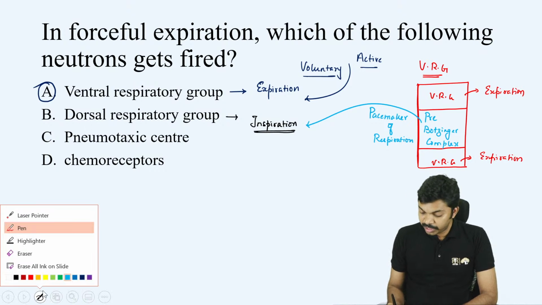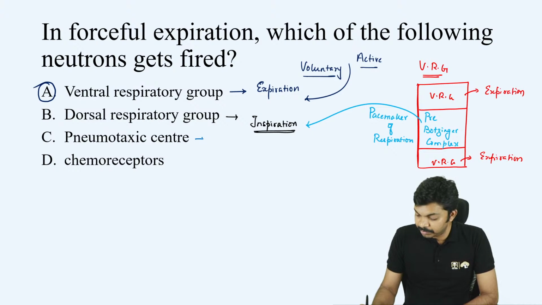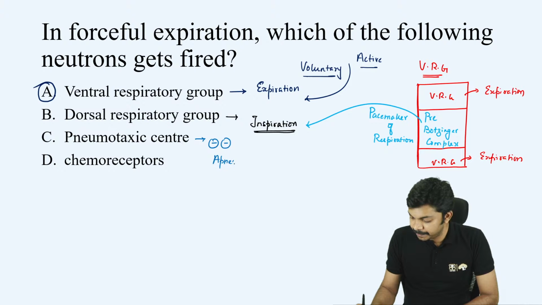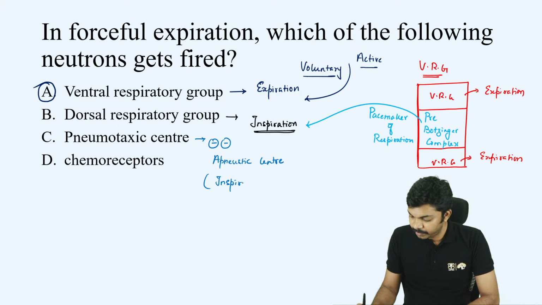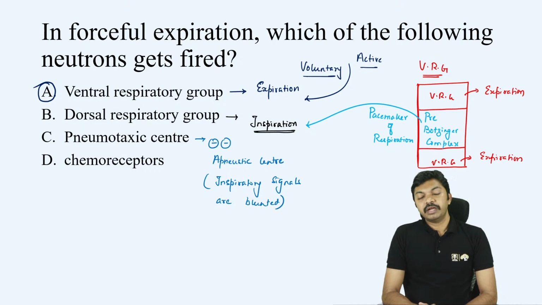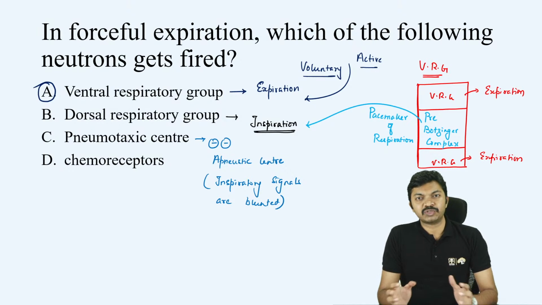Pneumotaxic center, you guys know this very well. Pneumotaxic center is involved in inhibiting apneustic centers. When apneustic center is getting inhibited, inspiratory signals are stopped. Inspiratory signals are blunted. So practically, pneumotaxic center, by inhibiting apneustic center, prevents overexpansion of lung and prevents overstimulation of respiratory neurons.